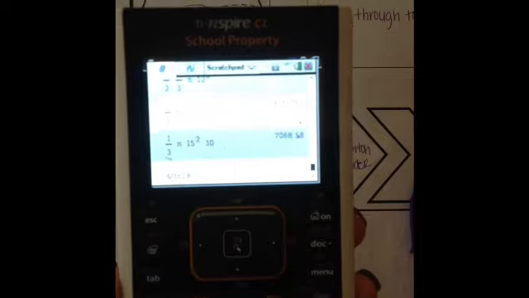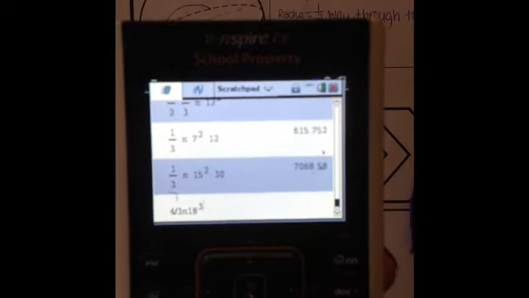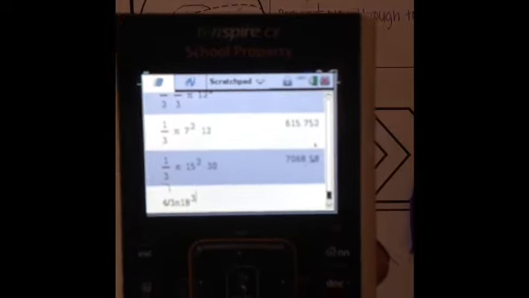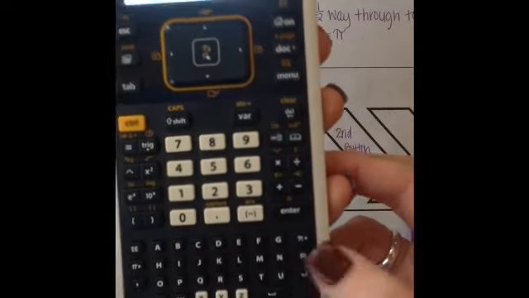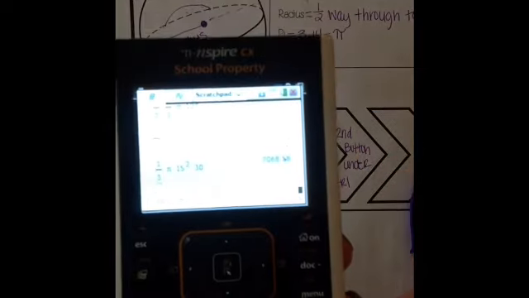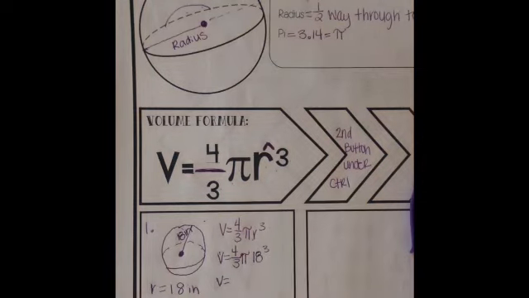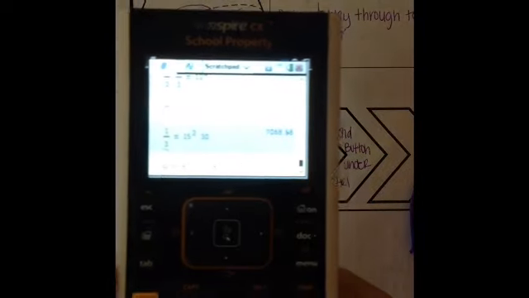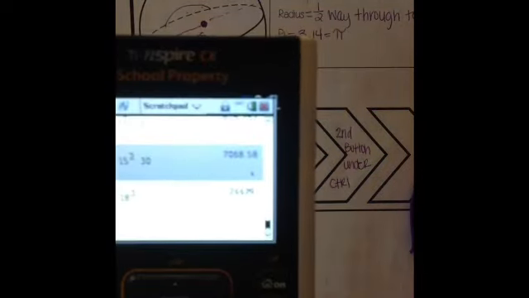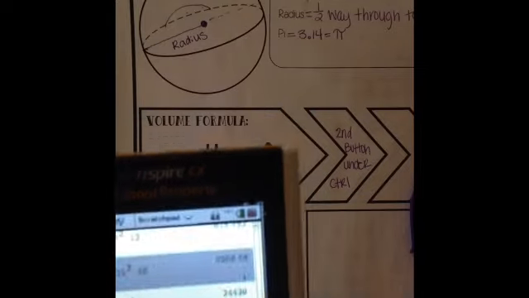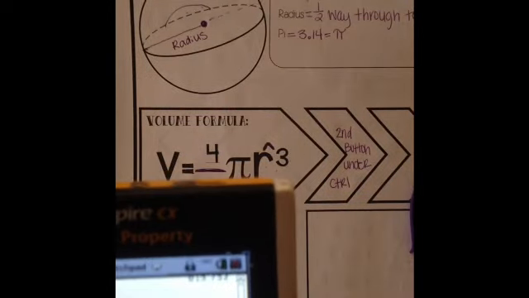Okay, so now I have a 3 there. I have 4 divided by 3, pi, 18 to the third. All right, so now what I'm going to do is hit enter, if I can find the button. Did I hit the wrong thing? Okay, enter. And I'm going to get 744, or no, I'm sorry, 24429.